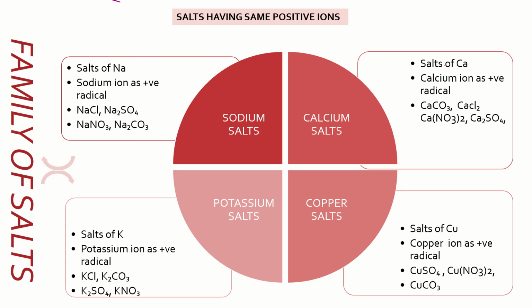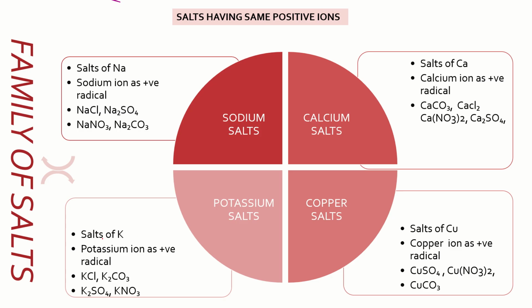Similarly, salts of calcium contain calcium as a positive ion. Calcium carbonate, calcium chloride, calcium nitrate and calcium sulfate all have the common cation, the calcium ion. That is why they belong to the family of calcium salts. Salts of copper contain copper as a positive ion, the copper cation: copper sulfate, copper nitrate, copper carbonate. Again, copper is the common ion, so these are the salts of copper.